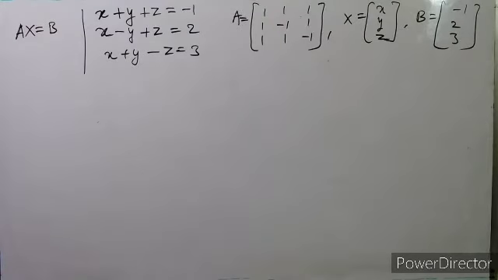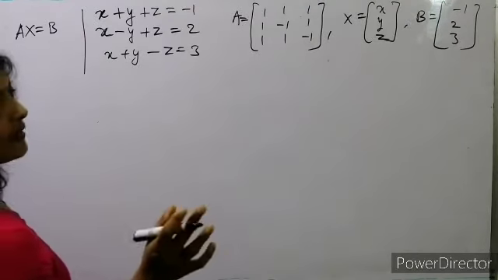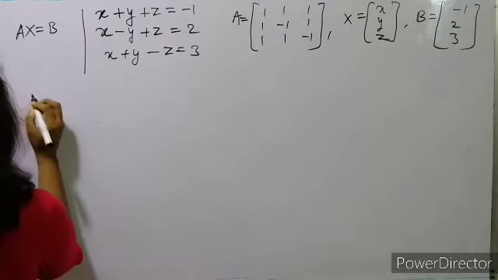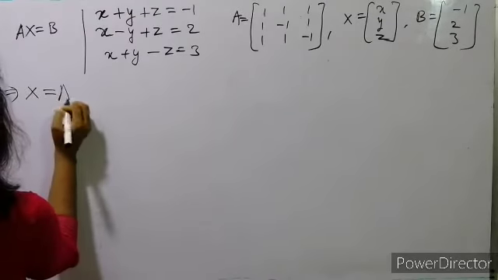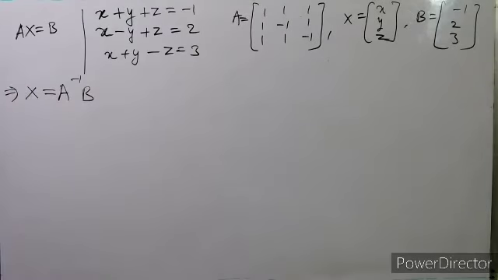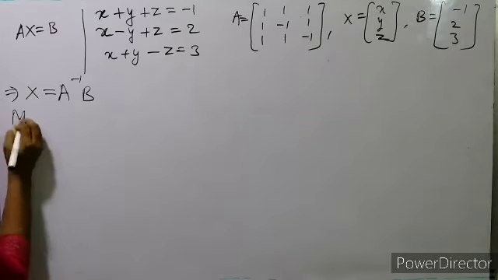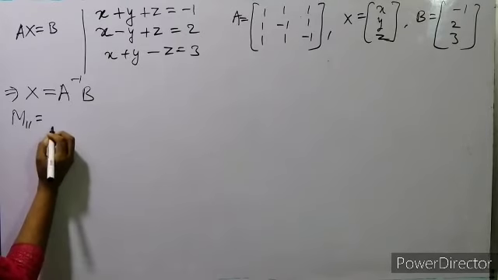So now we can do it. We have to find out the value of x. A and B are given, so x we have to find out. So what will be the value of x? x will be equal to A inverse B. So first of all we have to find out the value of A inverse. For that we need the minors, M11. So what will M11 be?